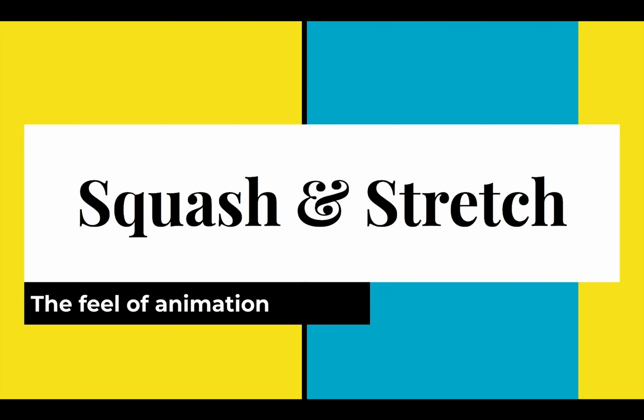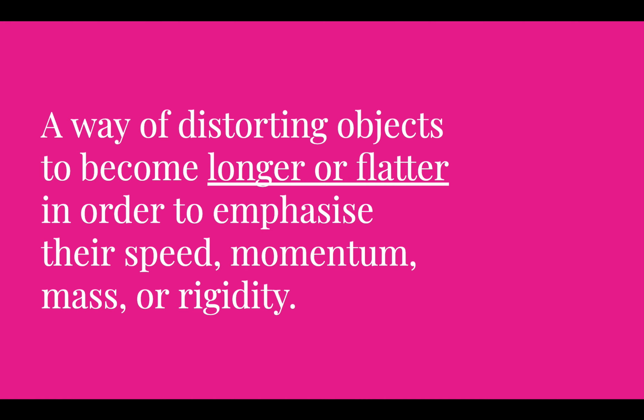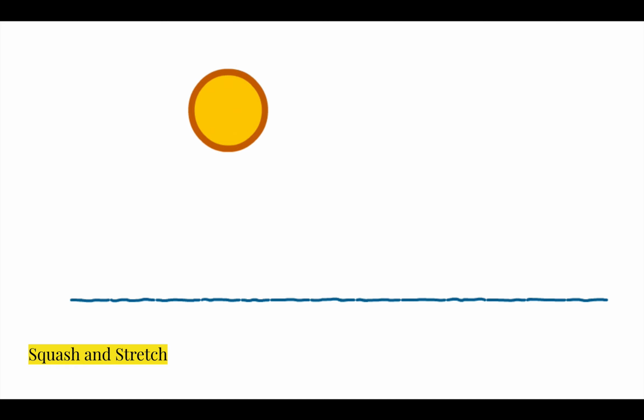The next principle of animation is that of squash and stretch. Squashing and stretching is a way of distorting the objects so that they become either longer or flatter in order to emphasize that object's speed, their momentum, or even the qualities of the object, like its mass or how rigid it is. Have a look at our bouncing ball.